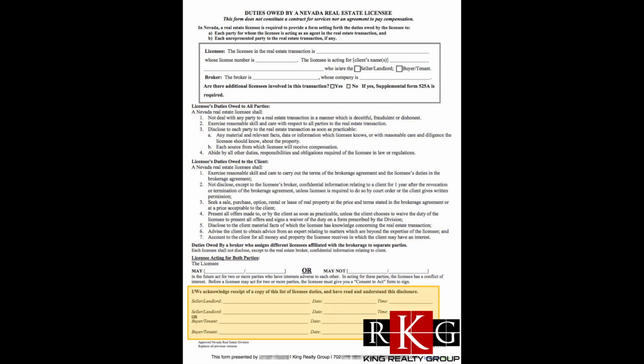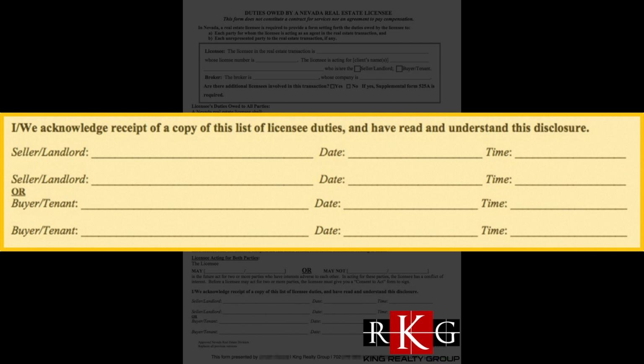The third section is where the client signs, acknowledging receipt of a copy of the form. The client, in signing the acknowledgement, also attests that he or she has read and understands the disclosure.